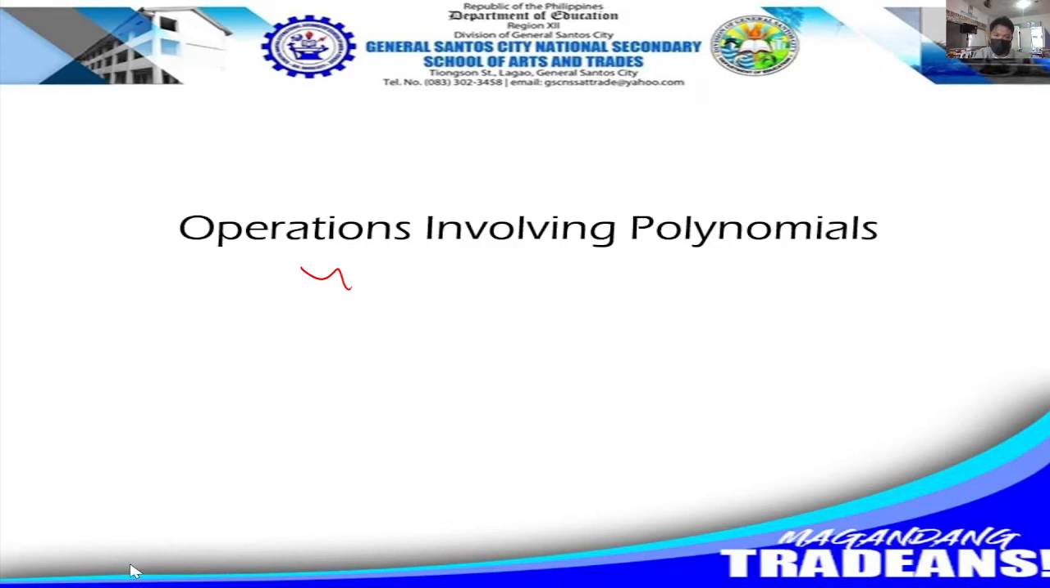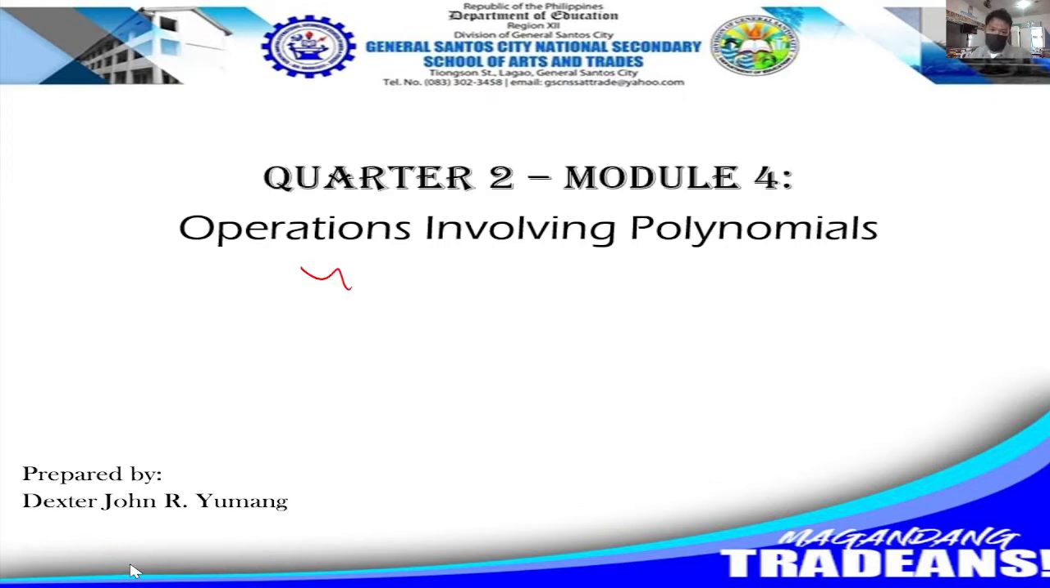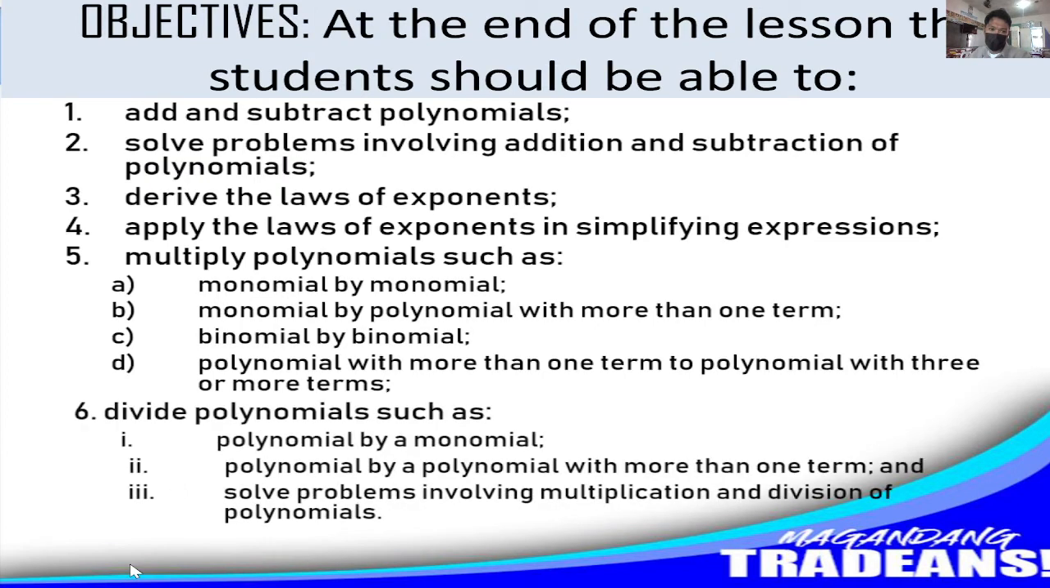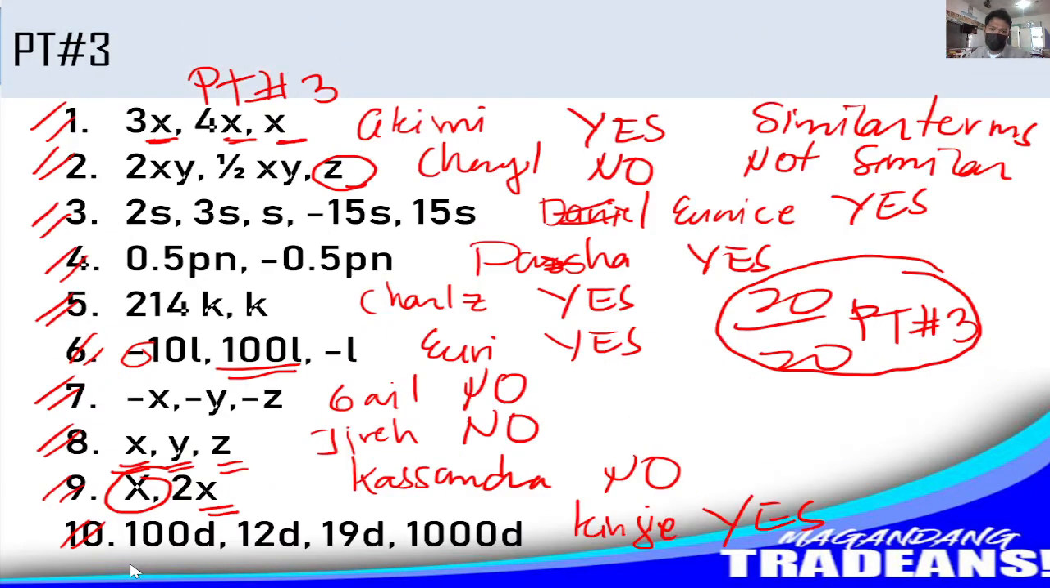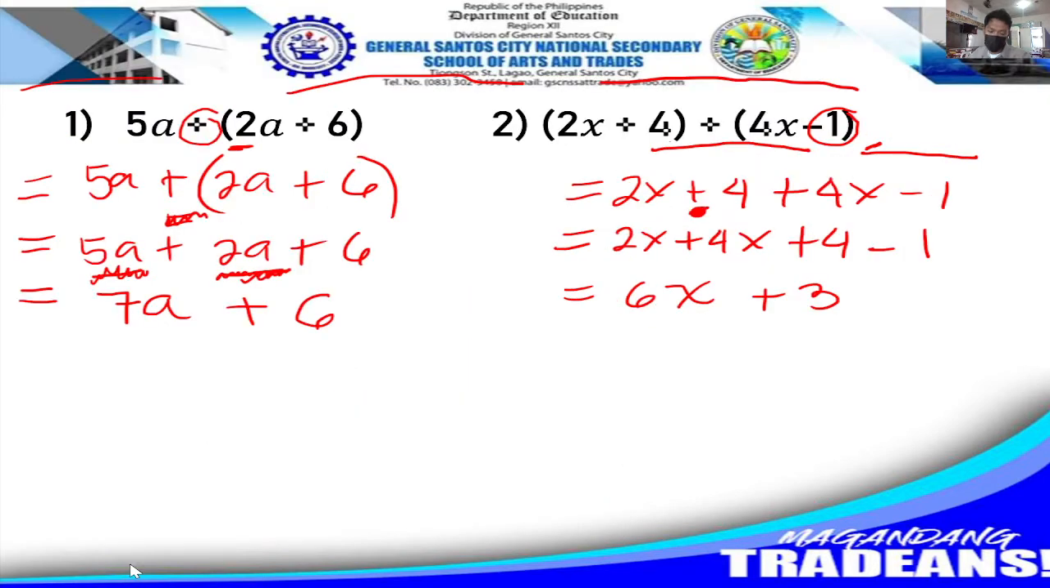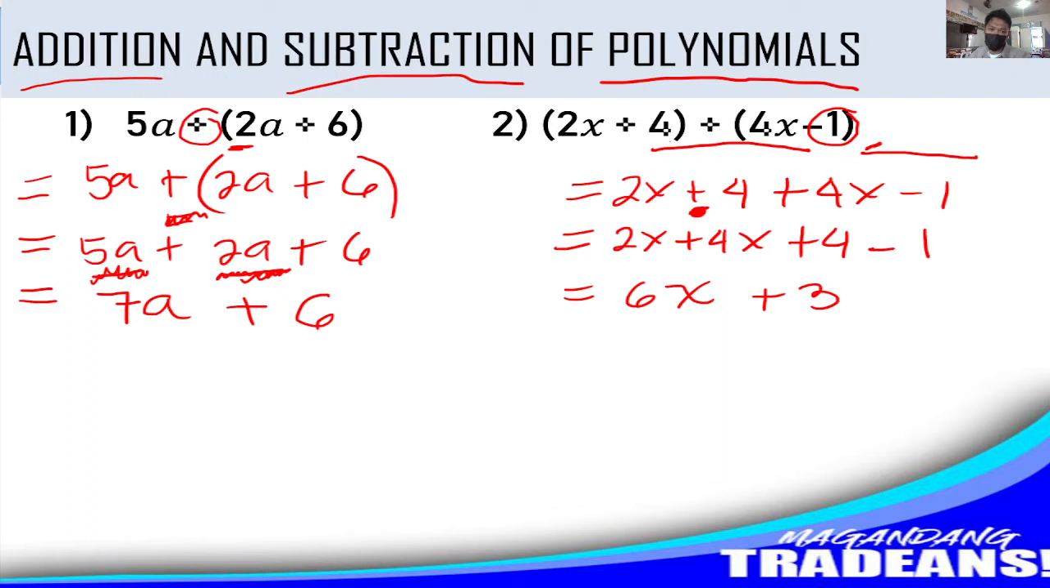Okay, good morning everyone. Last meeting we were able to talk about the operations involving polynomials. That's module 4, lesson number 1. As a review, we identified whether terms are similar or dissimilar. Similar if they use the same variable, dissimilar if they are different. In addition and subtraction of polynomials, we can only add if they are similar terms. If it's not, we will bring it down and just copy.